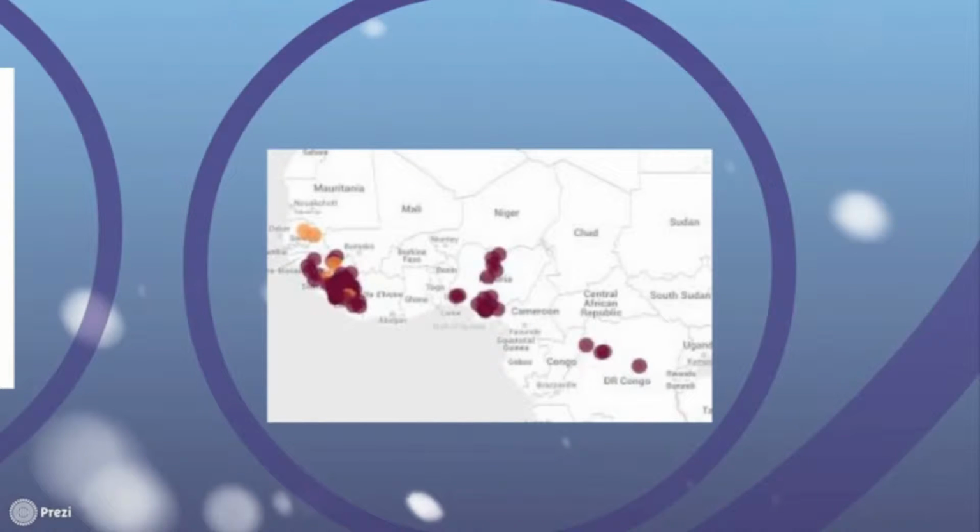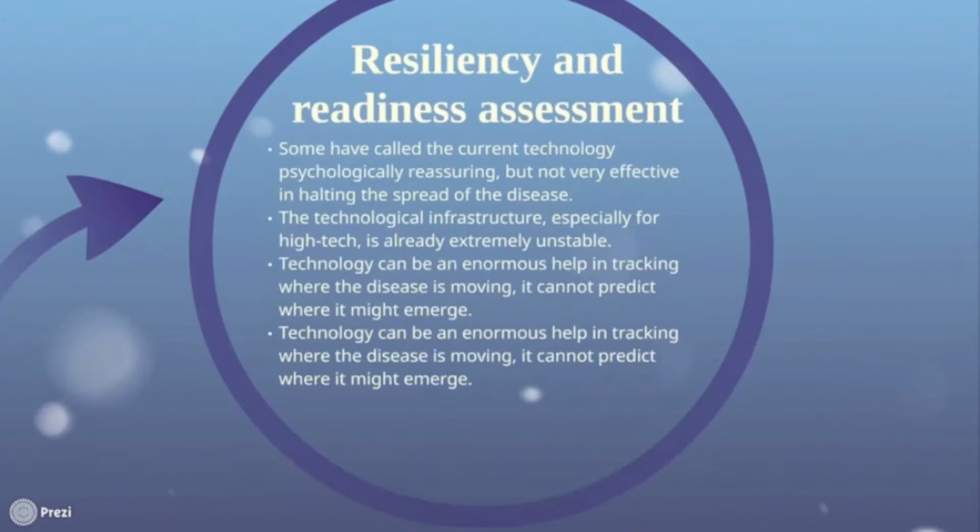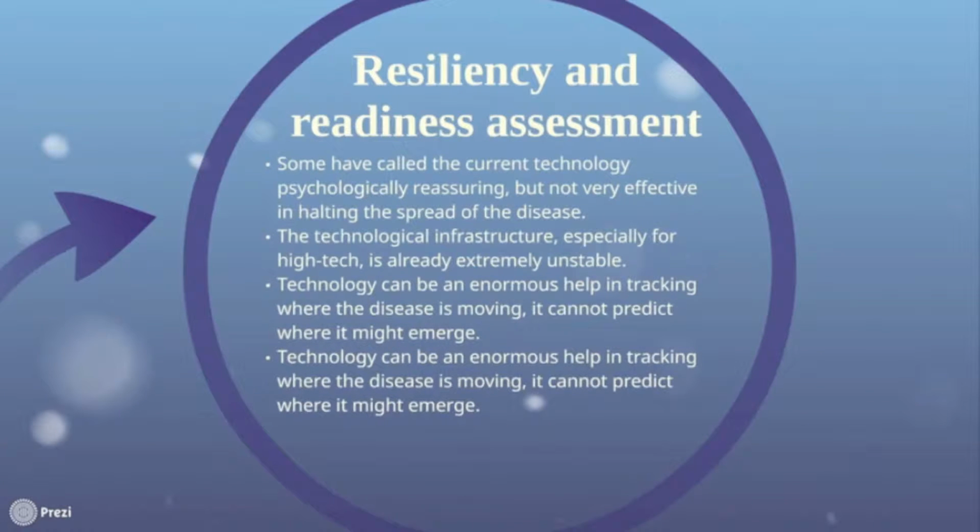Finally, the resiliency and readiness assessment of some technologies shows unpromising results. This is because some have called the current technology psychologically reassuring, but not very effective in halting the spread of the disease. The technological infrastructure, especially for high-tech data, is extremely unstable. Technology can be an enormous help in tracking where the disease is moving, but it cannot predict where it might emerge.